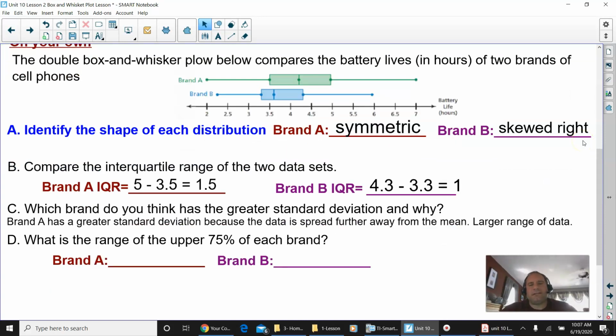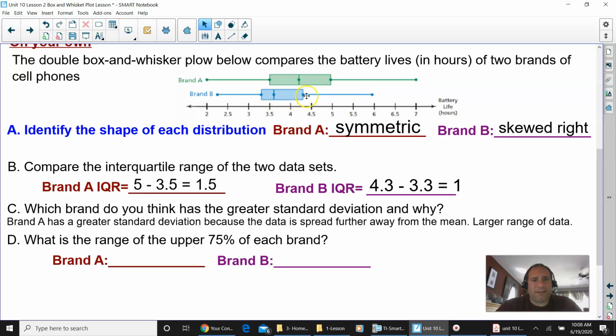And which brand do you think has a greater standard deviation? Take a look at brand A and how far those numbers are away from the mean. This is the median. This is a larger range of data for brand A. So brand A has a greater standard deviation without me putting any of the numbers in, because I don't even know the numbers. But it has a greater standard deviation because the data is spread further away from the mean. Larger range of data means a greater standard deviation. B is not the same range. All right, and it's less of a range away from the mean. What range does the upper 75% of each brand have?